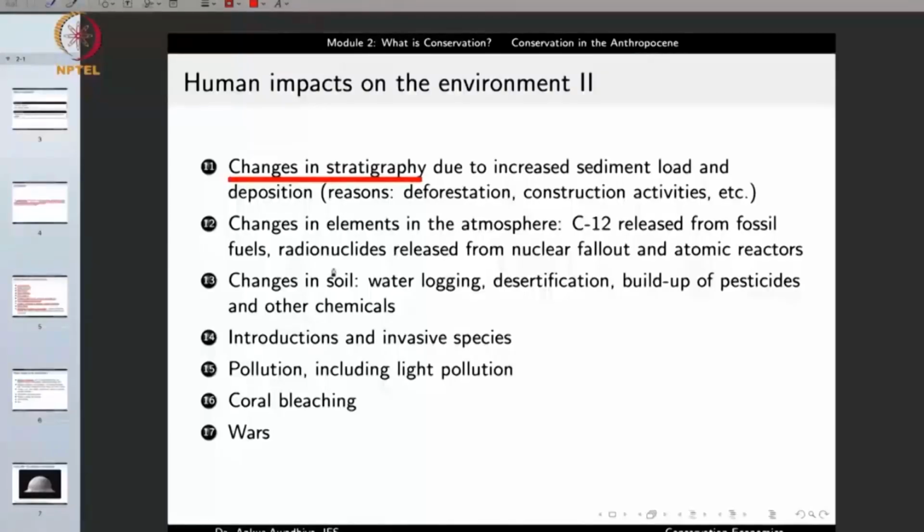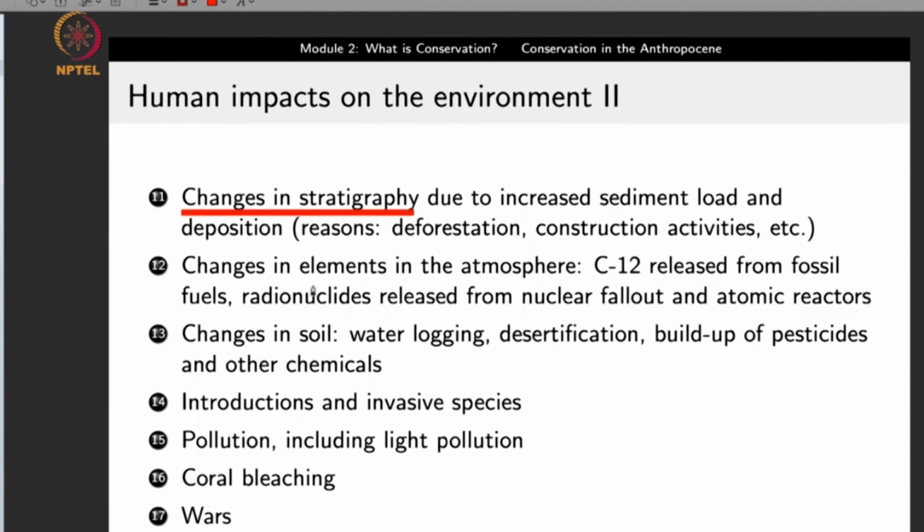So earlier, suppose every year we had 1 millimeter of a layer of soil that was coming naturally. But then, because of deforestation and because of agricultural activities and other activities, now we are seeing not 1 millimeter but say 10 millimeters of soil that are coming. So, this is leading to changes in stratigraphy. Then, changes in the elements in the atmosphere.